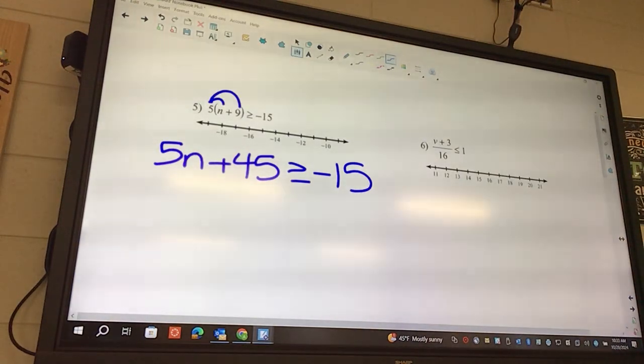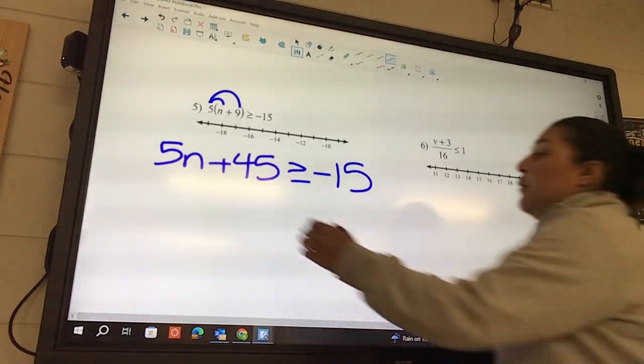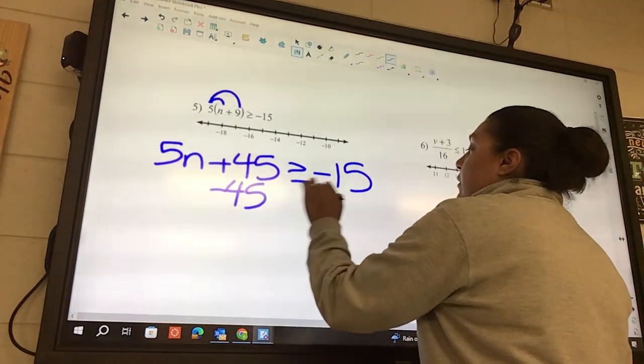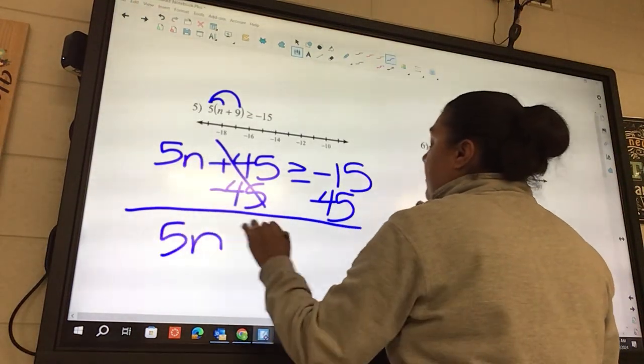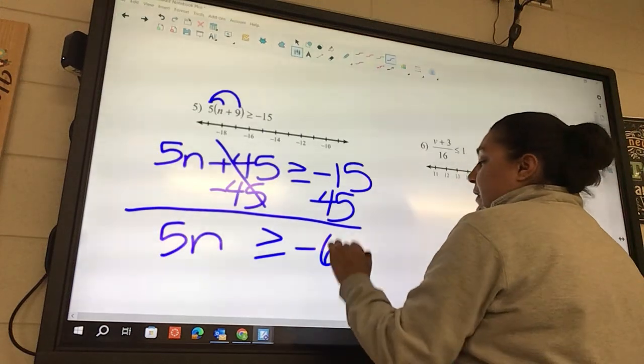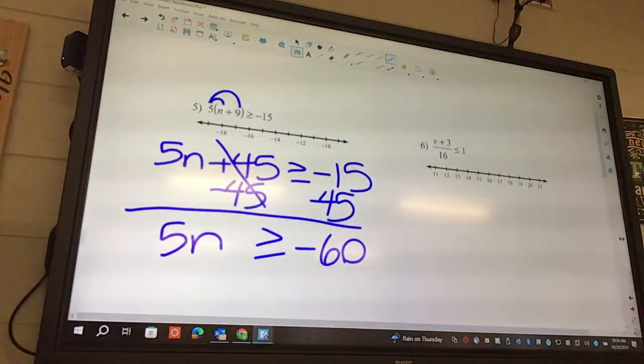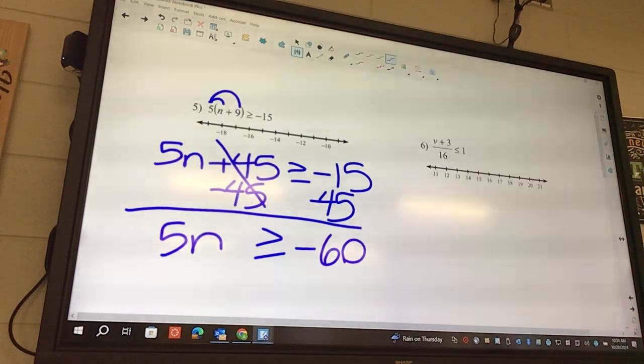Okay, who's the kid here? The 45, so we're gonna say minus 45 from both sides. So I'm gonna get 5n, and that's gonna be negative 60. Okay, and then what needs done? Divide. We're gonna divide by 5 on both sides. Do we need to flip? No.